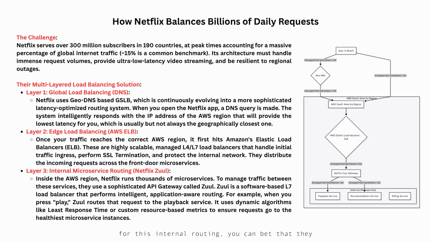And for this internal routing, you can bet that they are using advanced dynamic algorithms like least response time or custom resource-based metrics to ensure every single one of those millions of simultaneous API calls is going to the healthiest, fastest, and most available microservice instance. This multi-layered system is a masterclass in how you combine different load balancing strategies to achieve global scale and resilience.